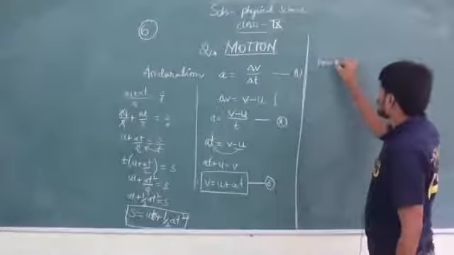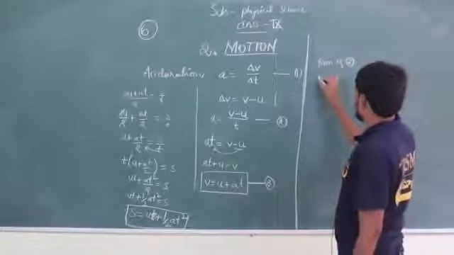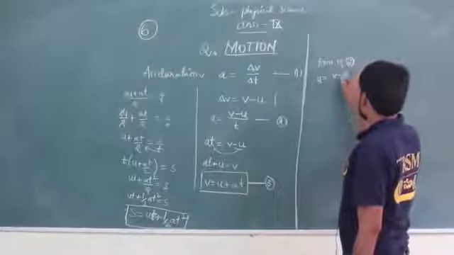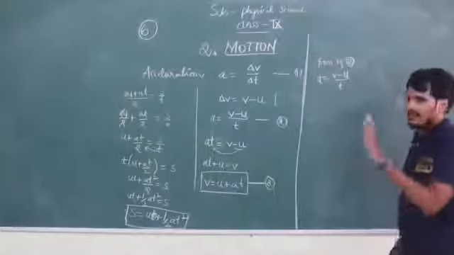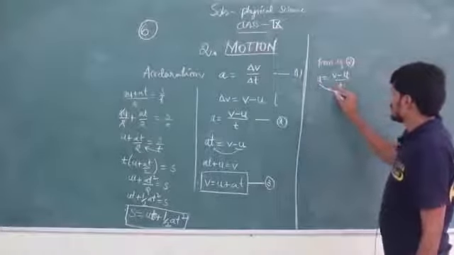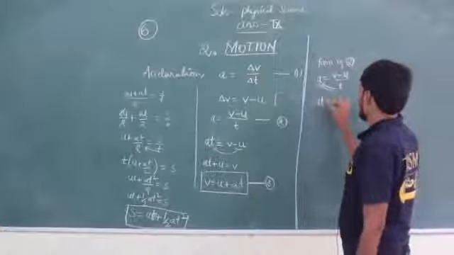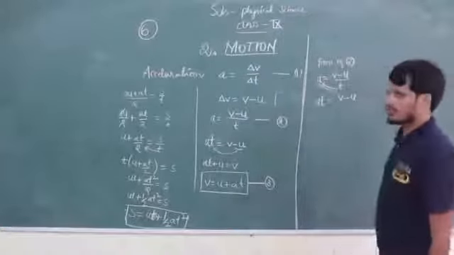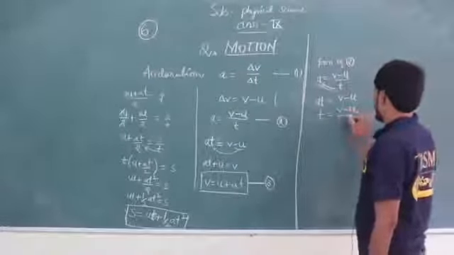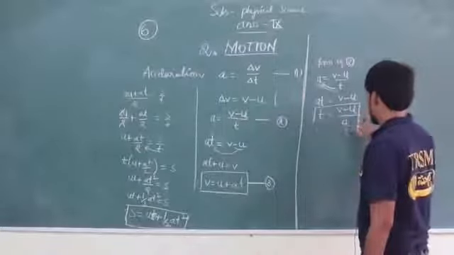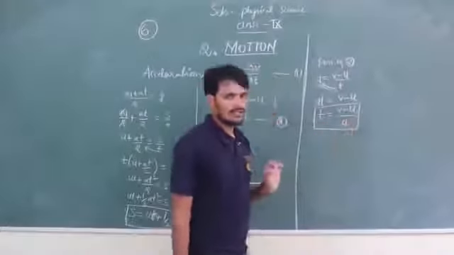From equation number 2, a is equal to (v minus u) by t. I want the t value, so sending t to this side, it becomes at equals v minus u. Now sending a to this side, t equals (v minus u) by a. This is the formula for t. Got it?